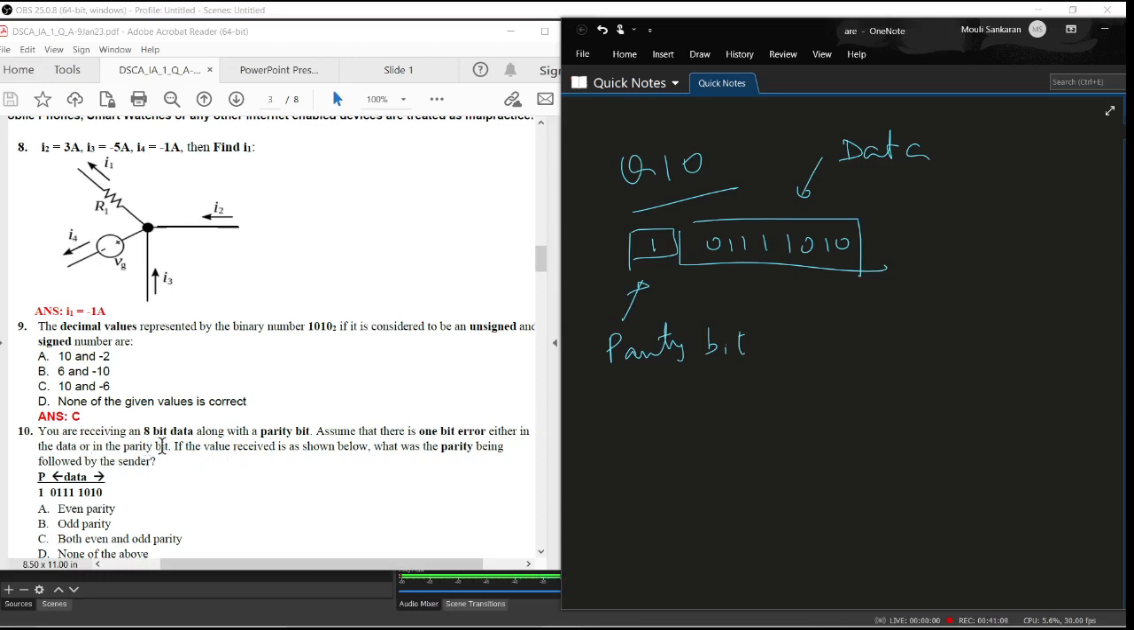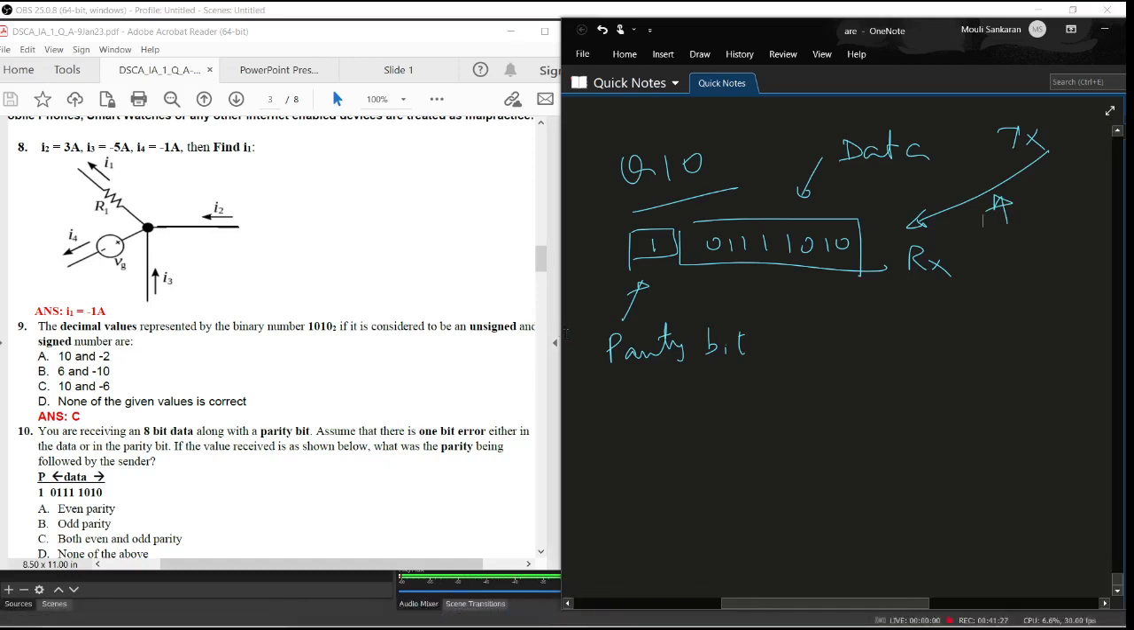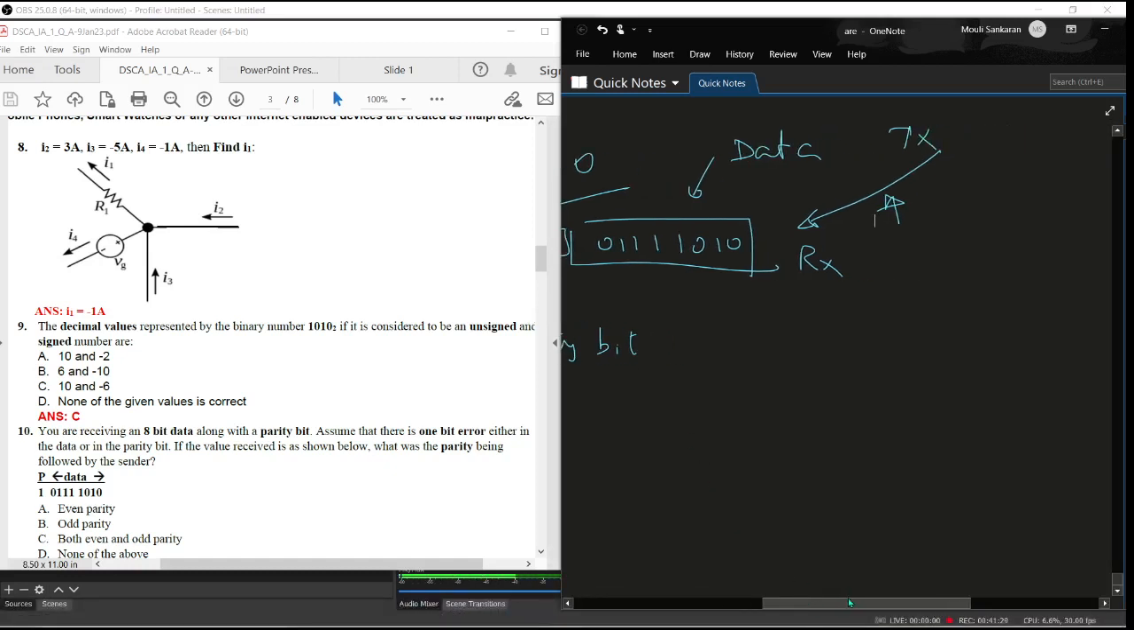Now, what is told? You are receiving 8-bit data along with a parity bit. This is the receiver. Somebody has sent it. TX is somewhere here and I am the receiver. I received this bit pattern. This is the channel, the communication channel. Now, what is the purpose of this parity as such?